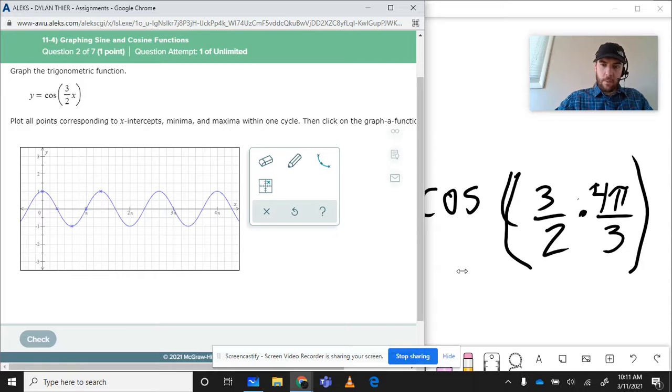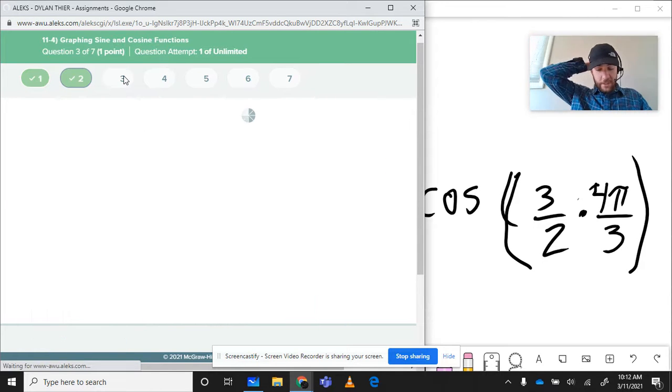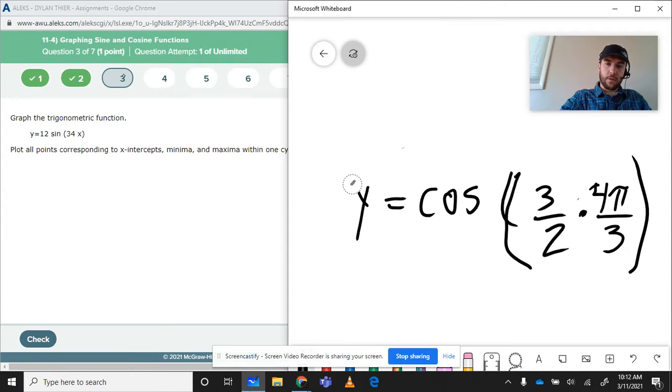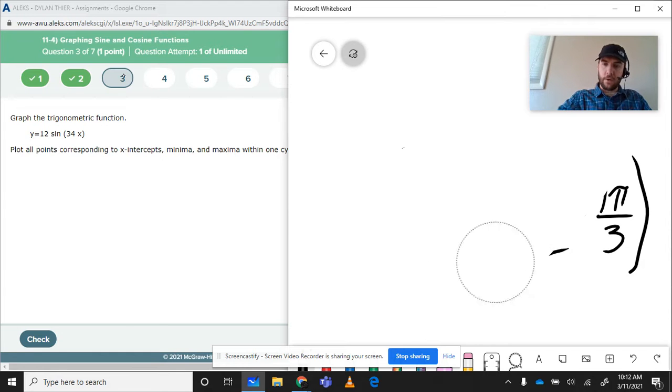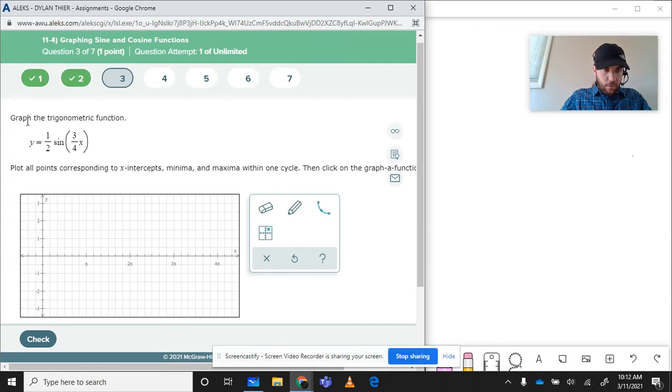So yeah, that will come up multiple times throughout these, where we're trying to figure out how to get what's inside the parentheses to be 2 pi. That's usually the quickest way to figure out how to plot out your period. So, graph the trigonometric function.